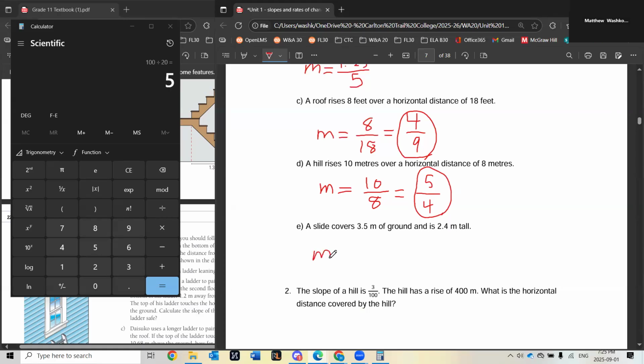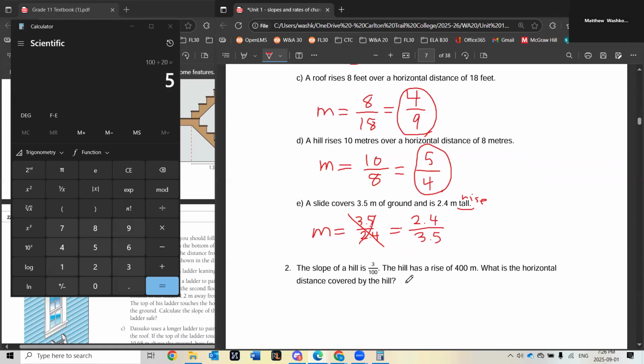Question E. A slide covers 3.5 meters of ground and is 2.4 meters tall. So obviously that's going to be 3.5 over 2.4, right? No. Tall, height. This is your rise, which means the other one is run. So rise over run, right? If you did 3.5 over 2.4, remember, you want to focus on rise first. So my rise in this case is 2.4. My run is 3.5. I'm just going to leave it like this for now. We don't care about decimals. We'll deal with those later.